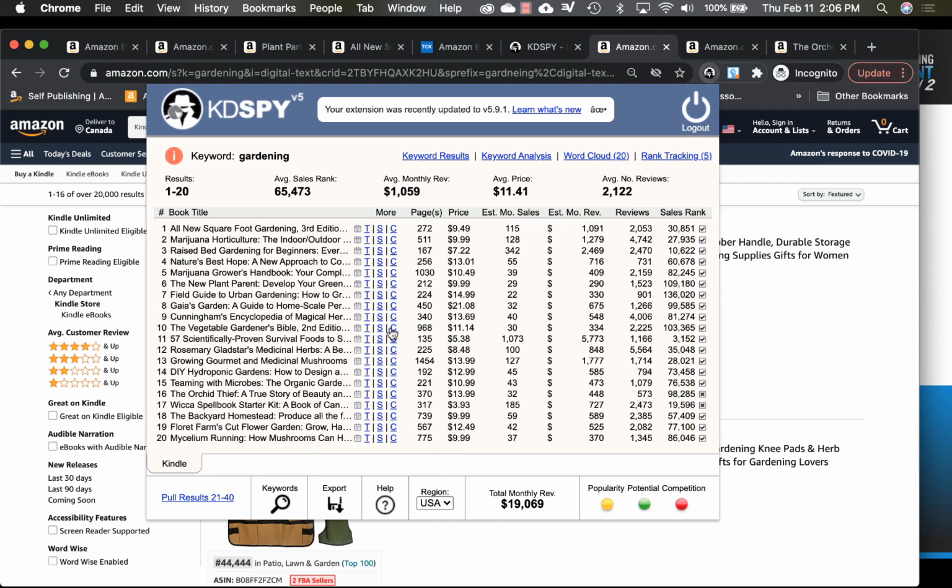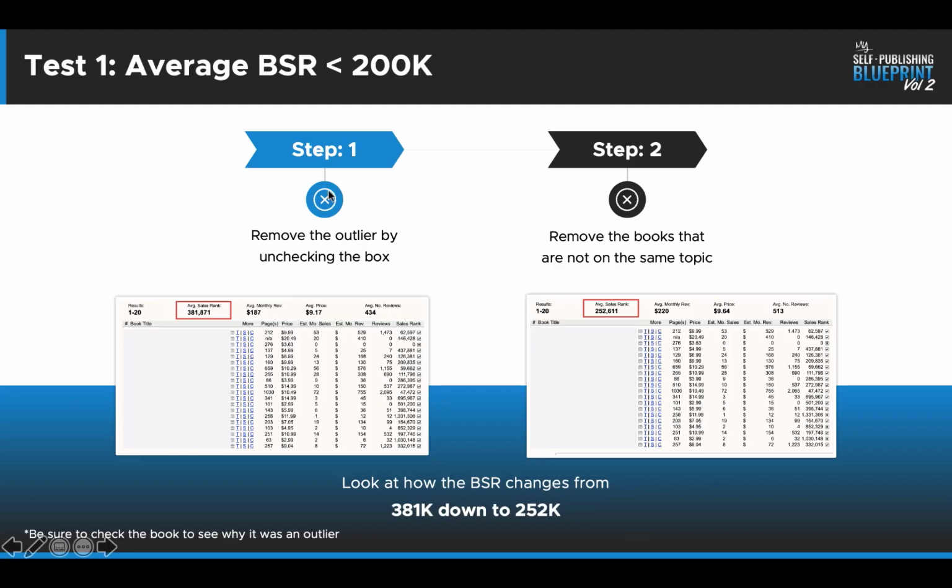Cool. Okay, great. So this passed our first test because it has an average sales rank of 65,000, and we want an average sales rank of less than 200,000. So it passes our first test.